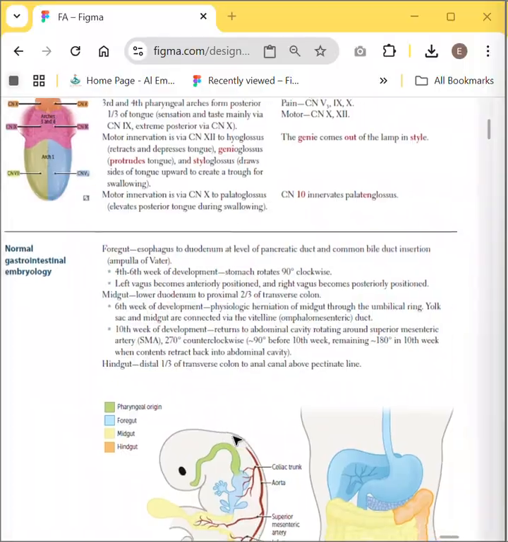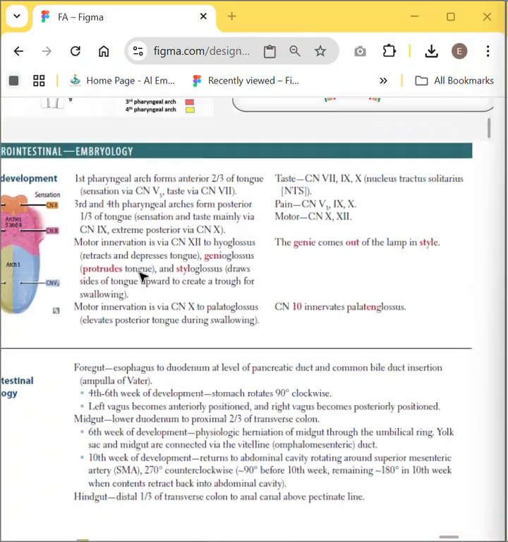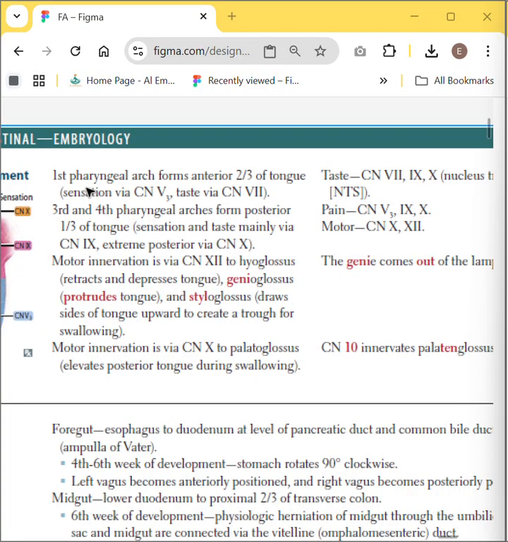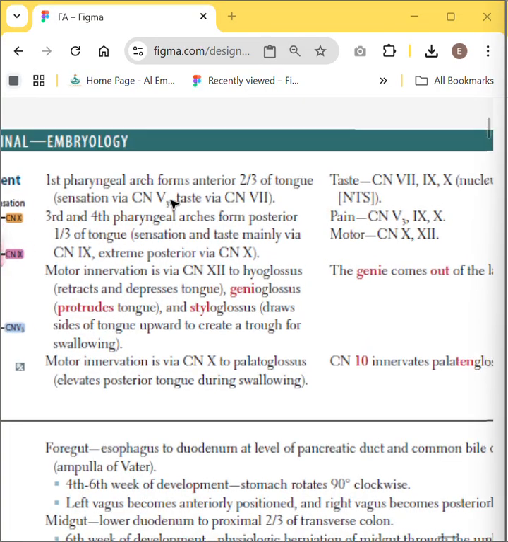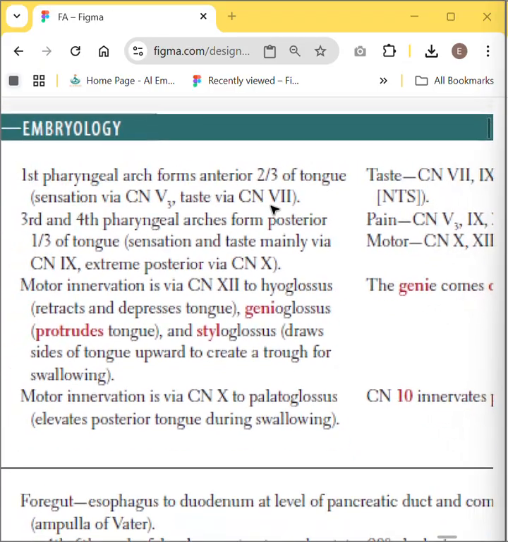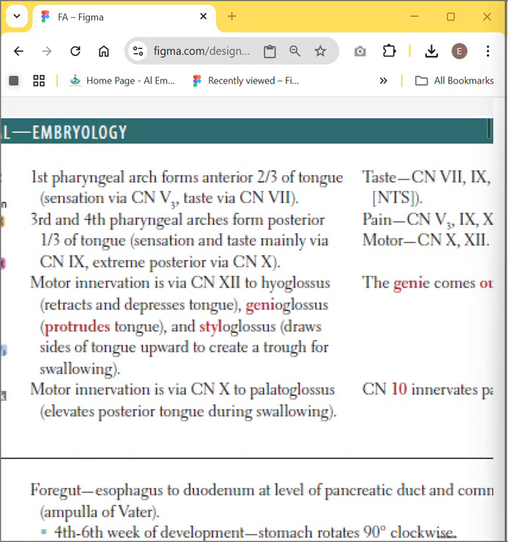We'll read what's here. Sensation via cranial nerve 5-3, taste via cranial nerve 7. What is this talking about basically? The first pharyngeal arch forms the anterior two-thirds of the tongue, and it's saying that the sensation is provided by cranial nerve 5-3, which is your lingual nerve, coming from the trigeminal nerve, which is your cranial nerve 5. Taste is by the chorda tympani, not 12, sorry, 7. This is your chorda tympani nerve, which is coming from the facial nerve.